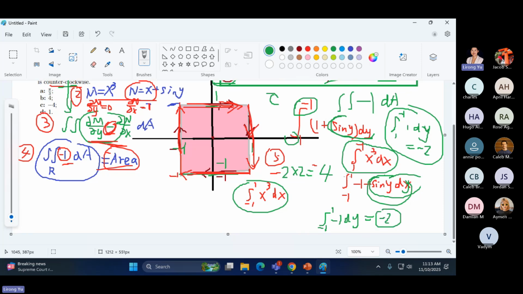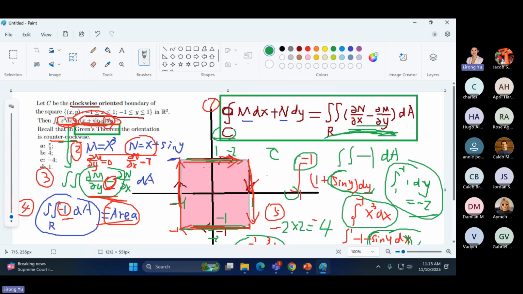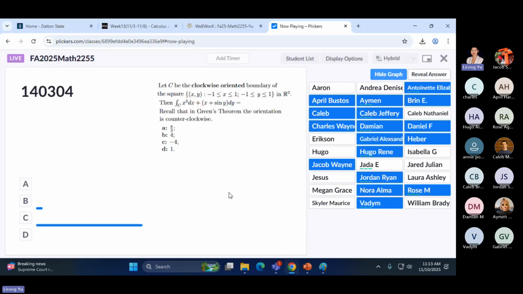So -2 plus -2. The line integral on this part gives you -2. The other line also gave you -2 plus something, but that one was canceled. So when you calculate all four side line integrals and combine them, you have -2. Even if you follow the other route, you would confirm that the double integral provided the same answer as the line integral. That was the example of Green's theorem.